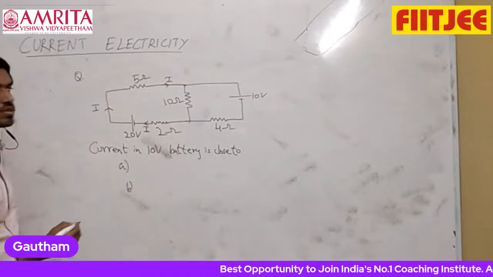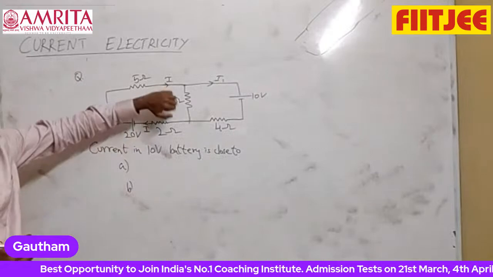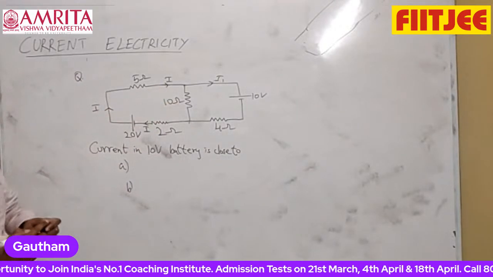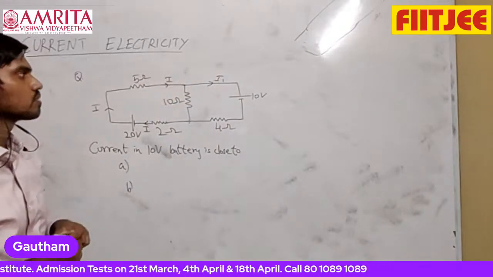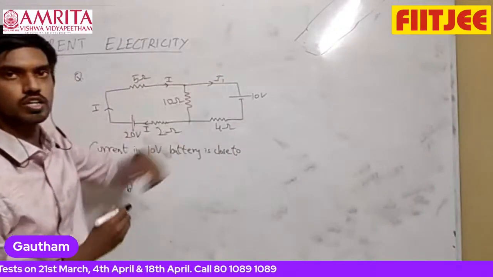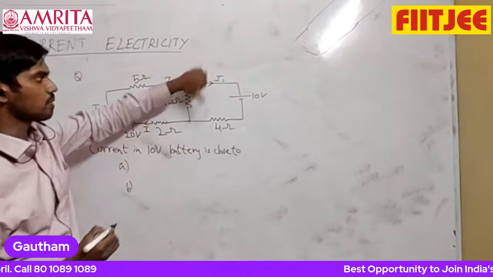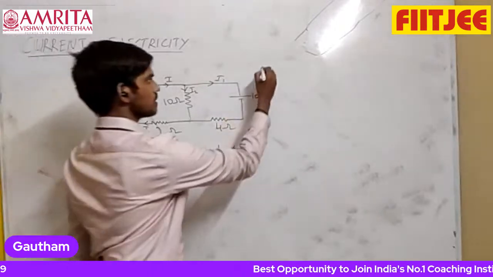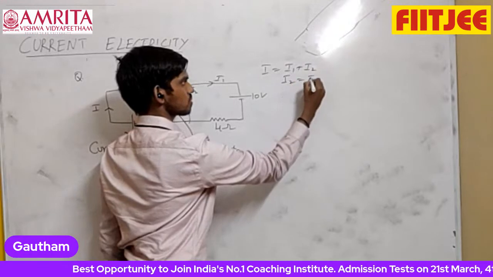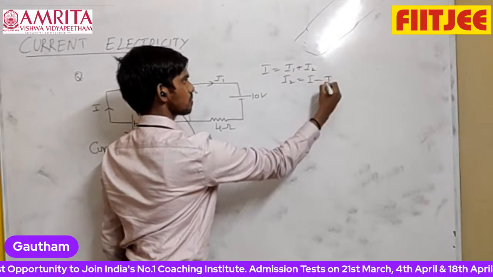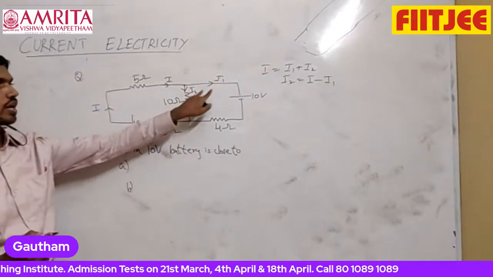It is splitting into two parts. So if current I1 is going here, try to minimize the variables immediately. You know that current entering is I, that should be equal to current leaving. So I is entering, I1 is going here, suppose what is the value of I2? I1 plus I2 is equal to I. So immediately you can write I is equal to I1 plus I2, which means I2 can be written as I minus I1. So I2 is equal to I minus I1.